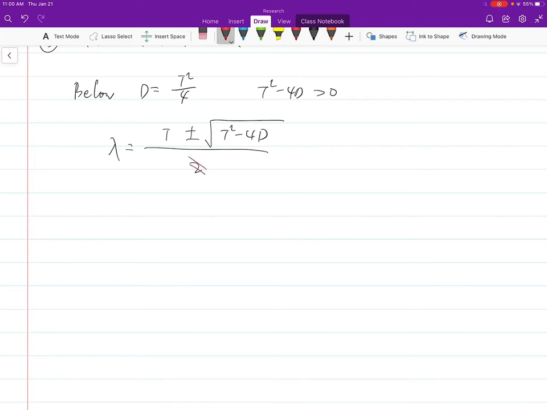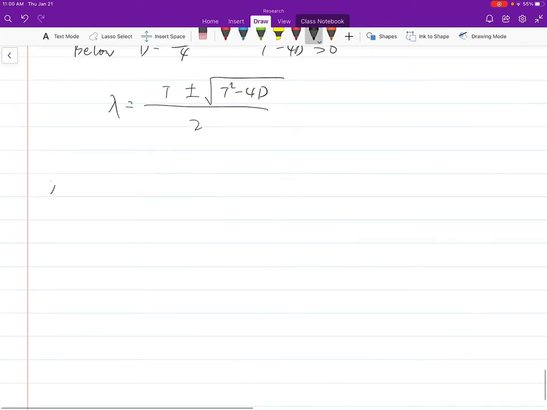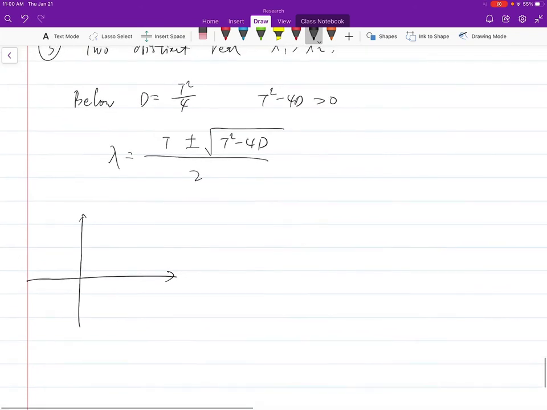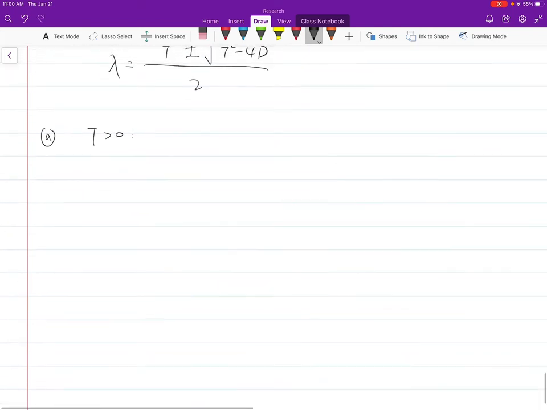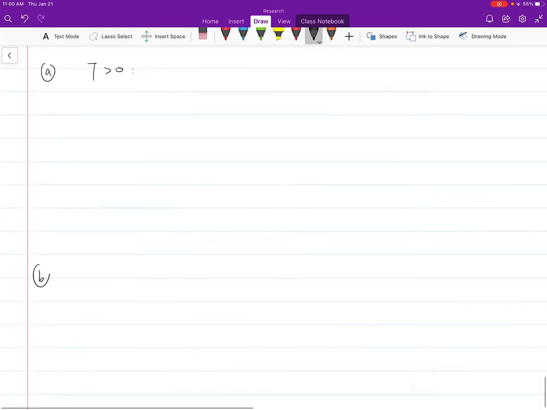And 2 really doesn't change a thing, right? We just care about whether lambda is positive or negative. So we really only want to focus on the top. Okay. So what do you have? It's going to be a little bit messy. So how about we differentiate them into two different cases? The first case is number 1, t bigger than 0. Later we're going to do the second case where t is less than 0.